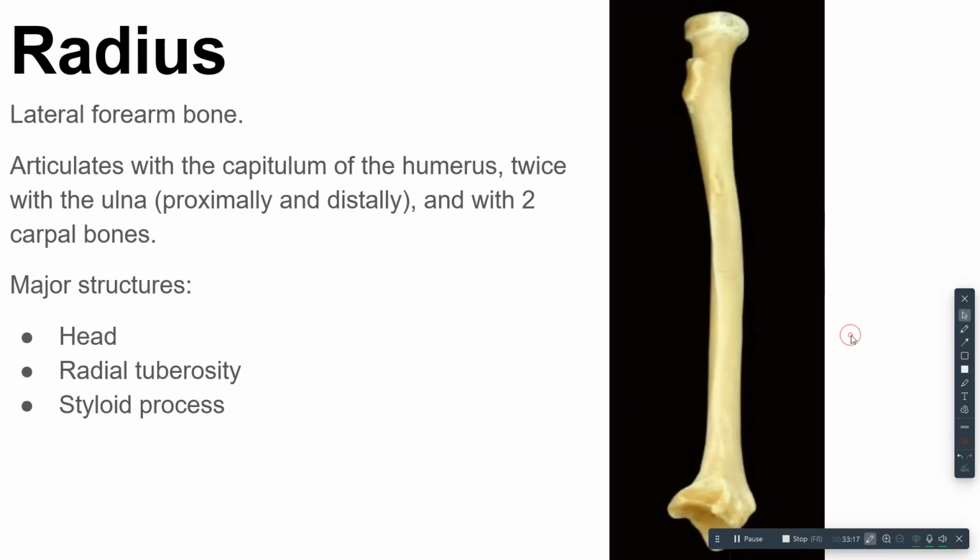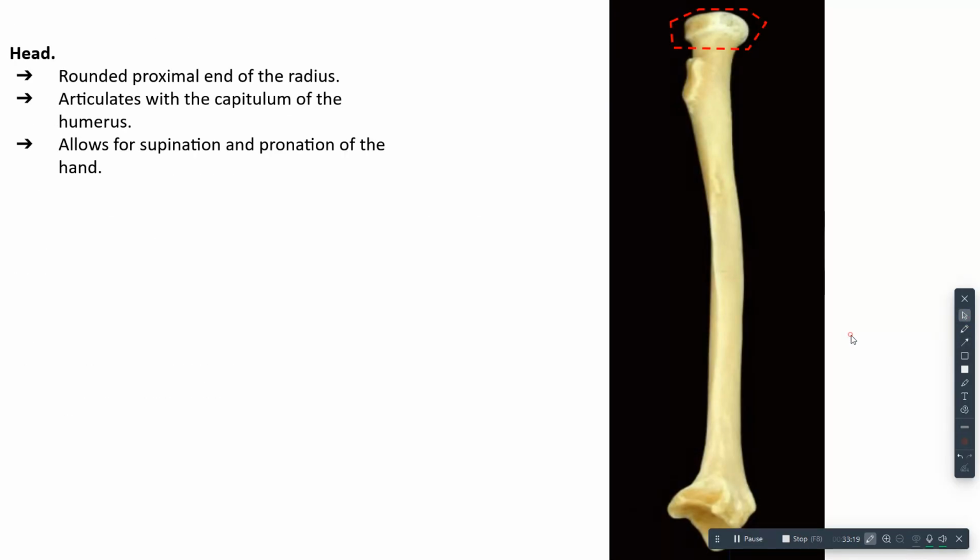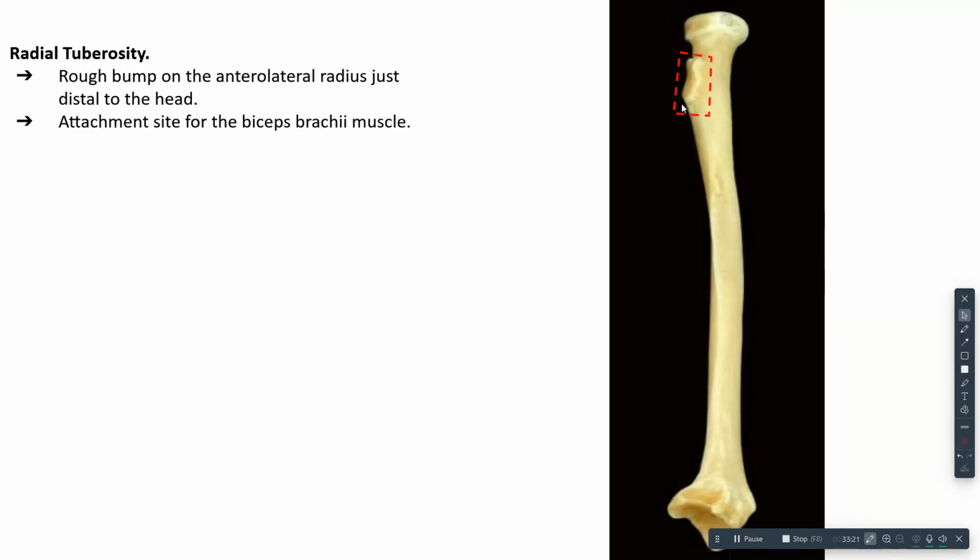Sweet. Let's keep going. Where were we? Radius. We did that. We did the head. Near the head is a nice bump called the radial tuberosity. That is where your big biceps muscle attaches.